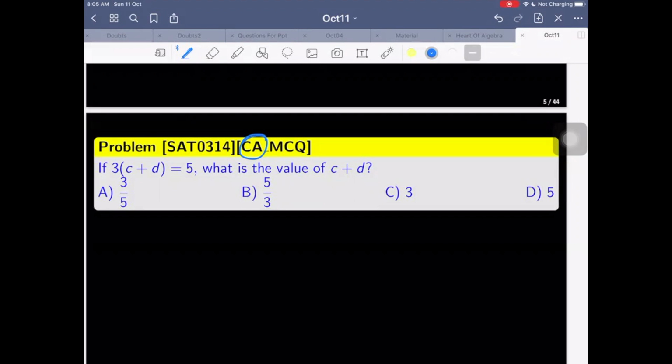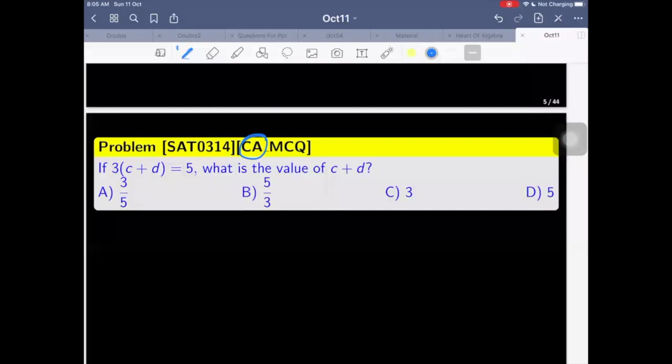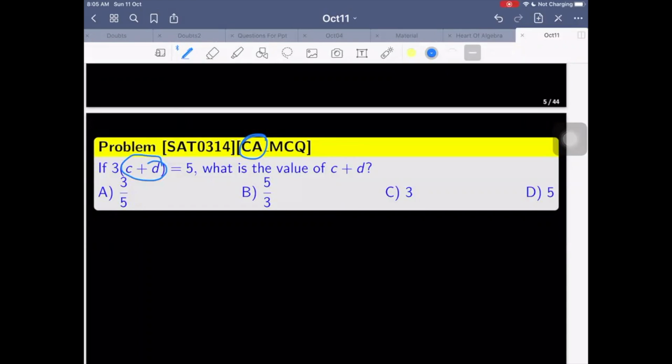See, Robin, in this case, even if you see two variables, you don't have to worry about that, because you can consider this entire c plus d as one number. Consider this entire thing as one single number because, ultimately, the question talks about c plus d only. So it's easy again. So the answer is 5 by 3. Just one more question and we'll wind up.